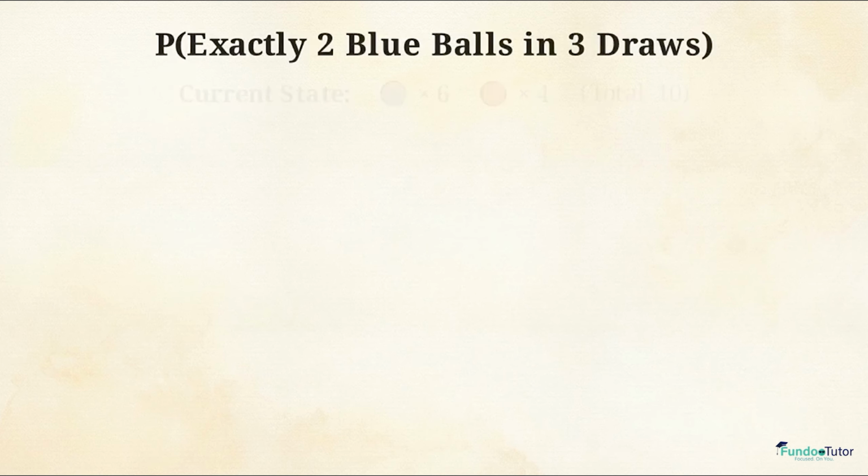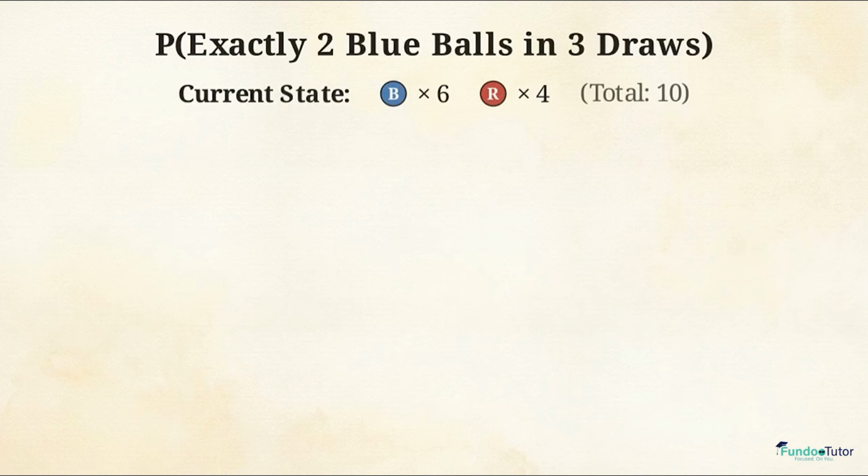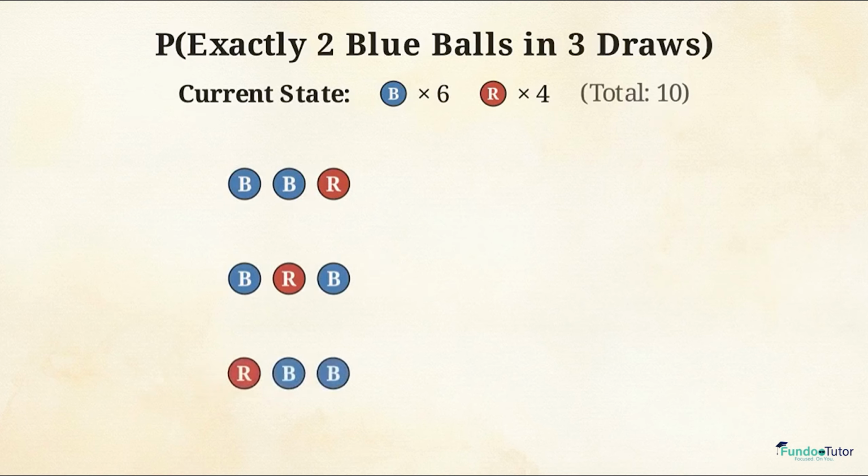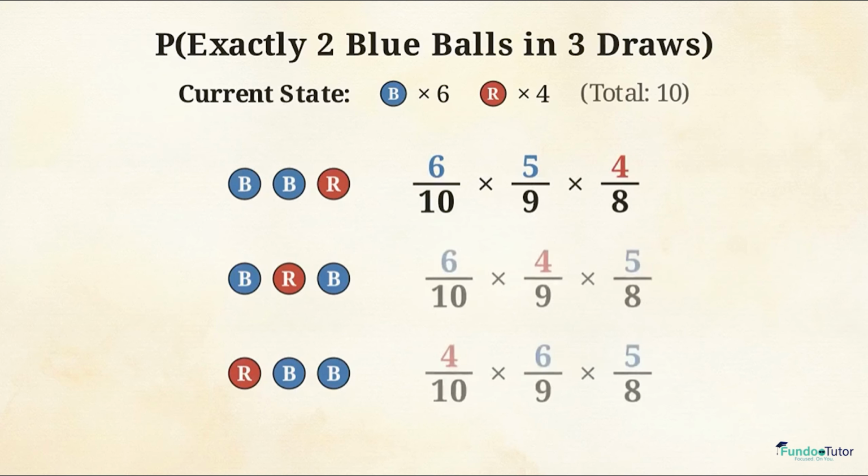Let's increase the complexity. A third ball is now drawn. We need the probability of drawing exactly 2 blue balls across all 3 attempts. There are 3 distinct ways to achieve this: blue, blue, red; blue, red, blue; or red, blue, blue.